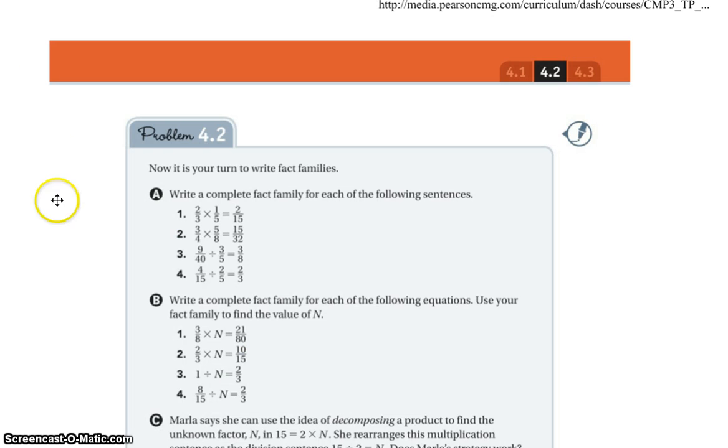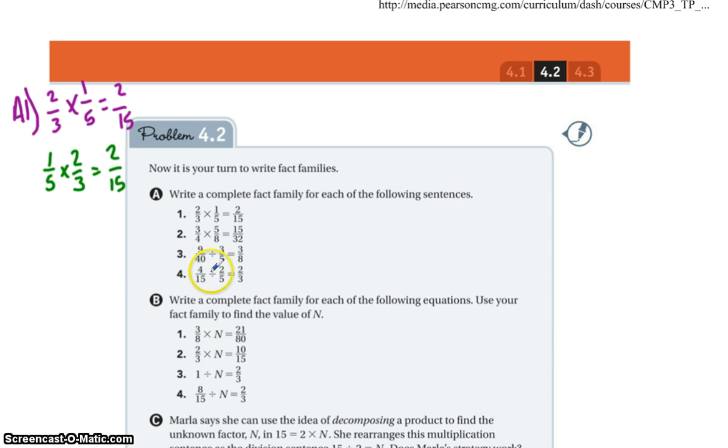So let's take a look at a few problems. I'm going to solve A1 and A2. Before coming to class tomorrow, I want you to do A3 and A4. So for A1, we have 2/3 times 1/5 equals 2/15. All right, so this is the first one. The next multiplication fact will simply be switching the order of our factors. So 1/5 will now go in the front times 2/3, and when we multiply that together, we still get 2/15.